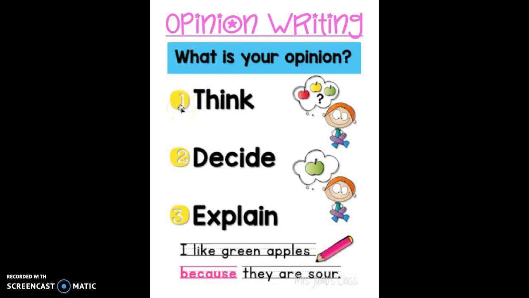First, you need to think about your options. This person is thinking about the different types of apples. Then you need to decide. They chose the green apple as their favorite. And then you need to explain in words what your opinion is and why you have that opinion.